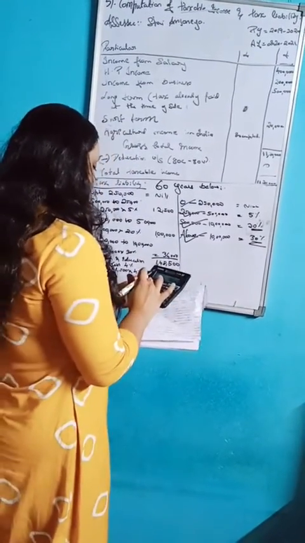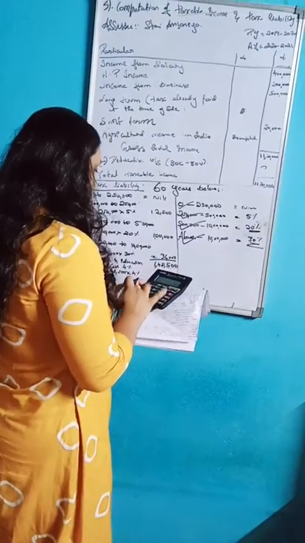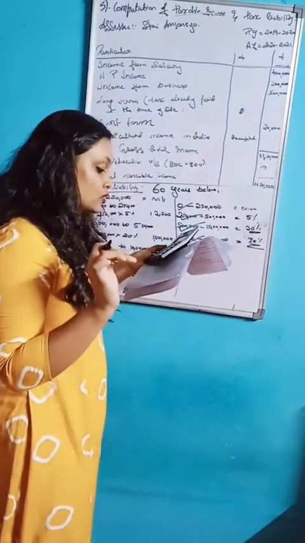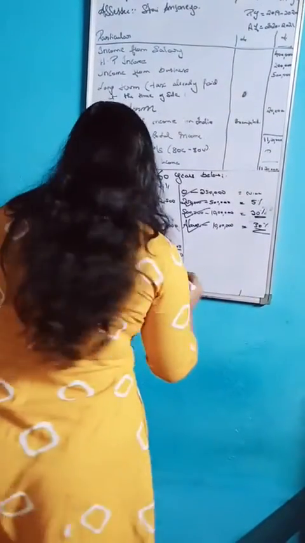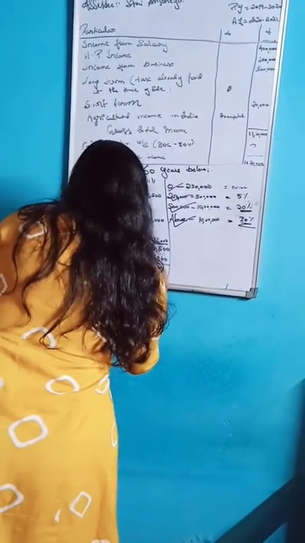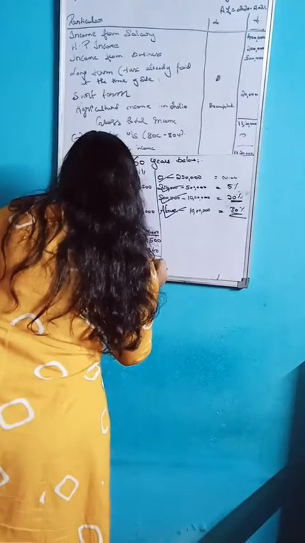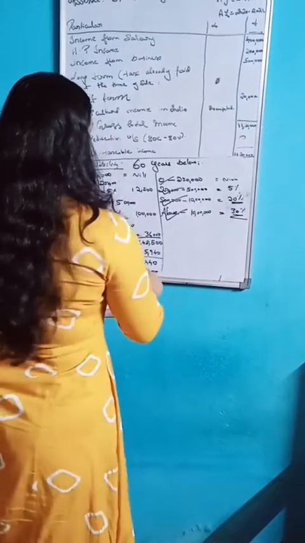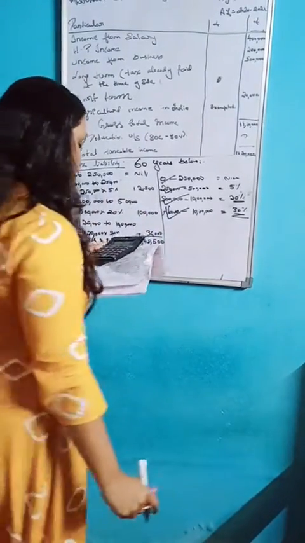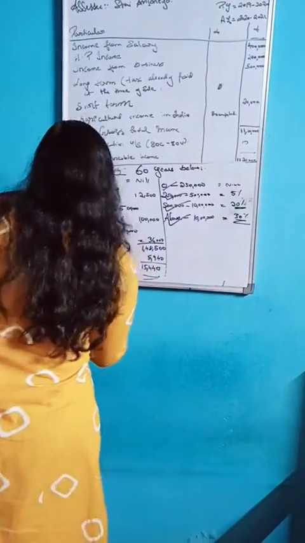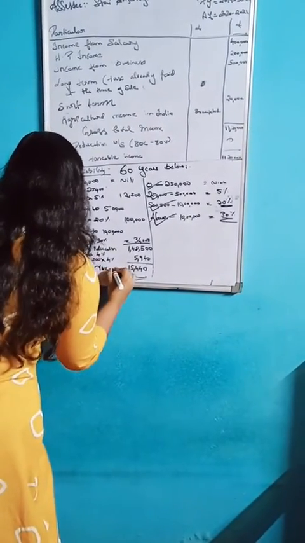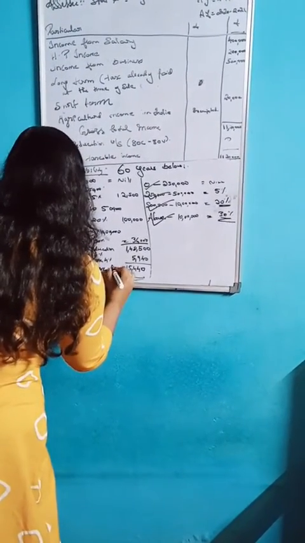Then you add both, that is 1,48,500 plus 5,940, you will get 1,54,440. Okay. So 11,54,440. You will get the last amount, that is the total tax liability, tax payable. Okay.